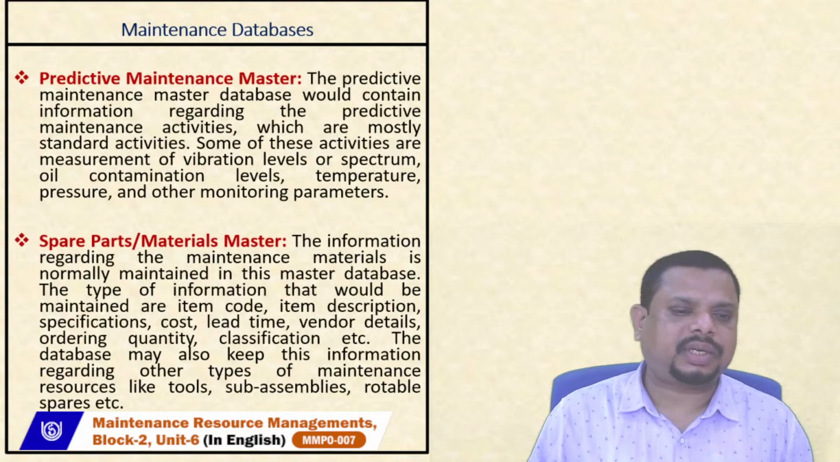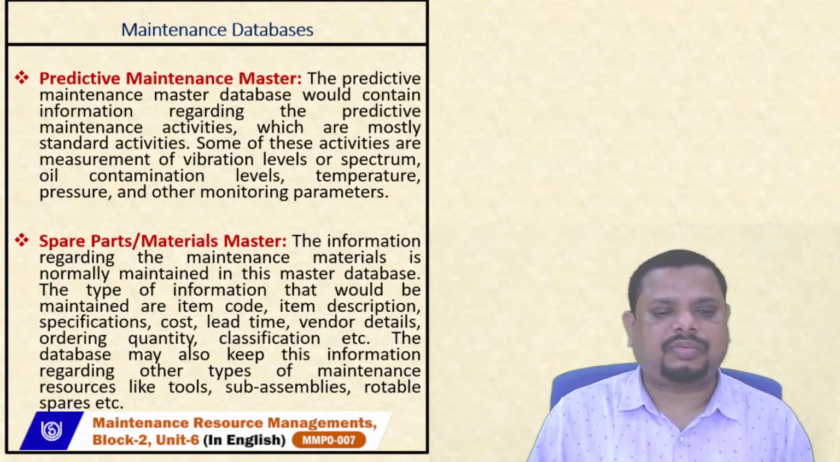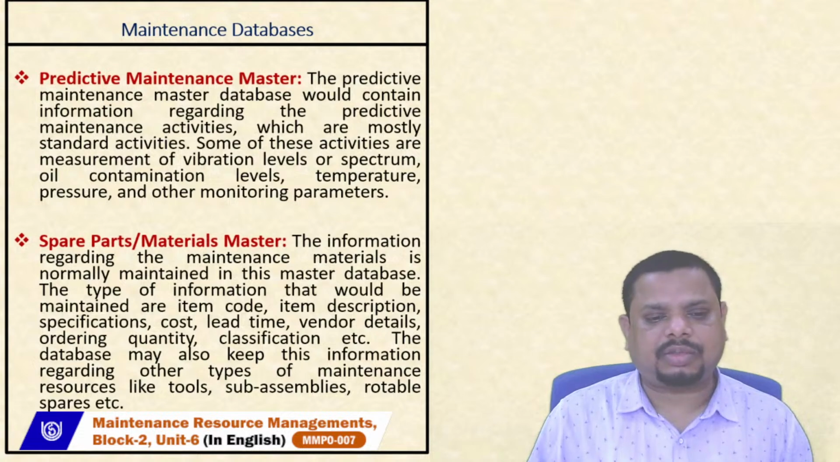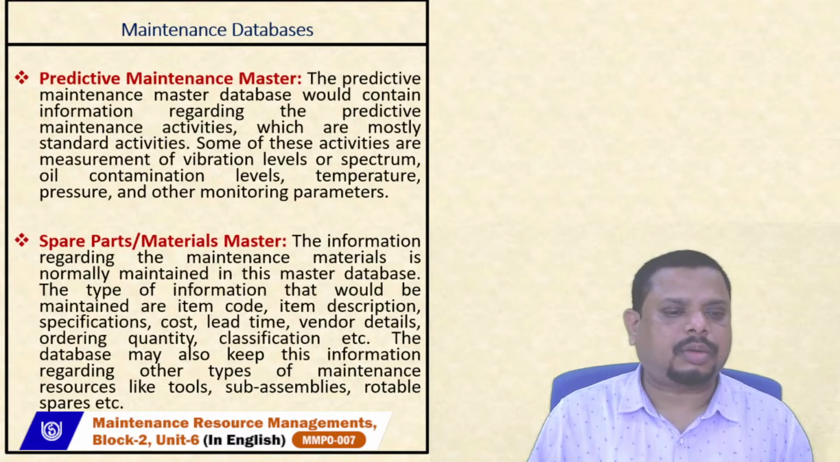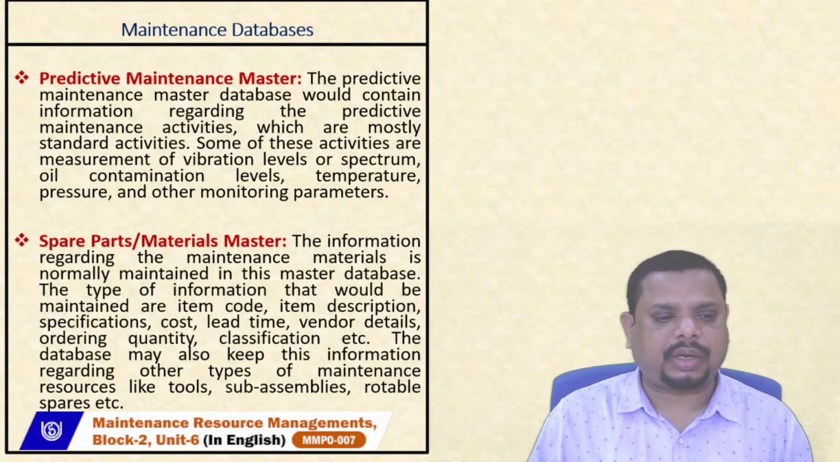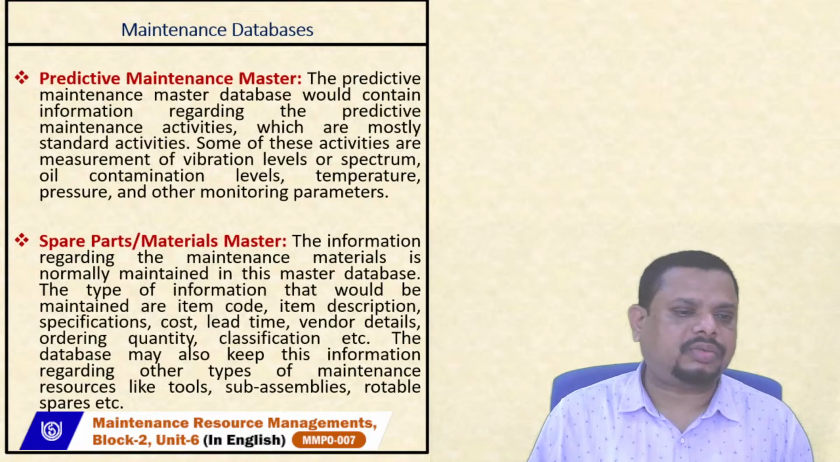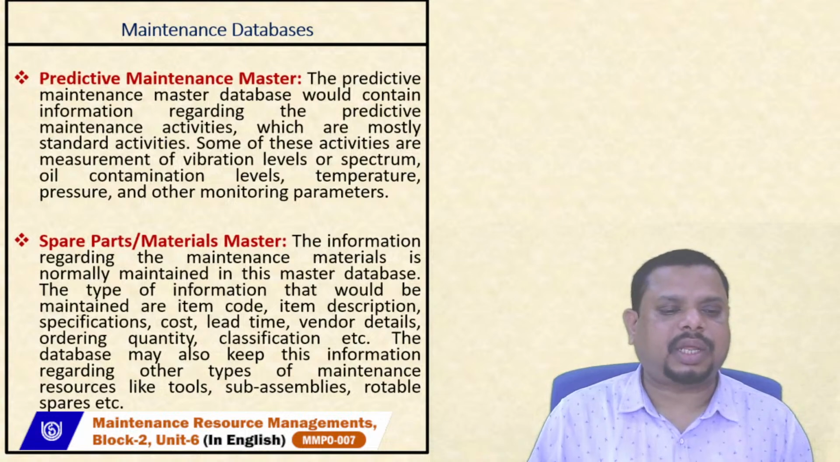So why is classification needed? For example, in spare part classification, some spare parts are high value items, some are low value items, and some are moderate value items. If you do not classify according to their values, their use, and their priorities, it is very difficult to build up the spare parts masters. The database also keeps information regarding other types of maintenance items like tools, subassemblies, and rotating spares. So these are examples of spare parts and material masters.